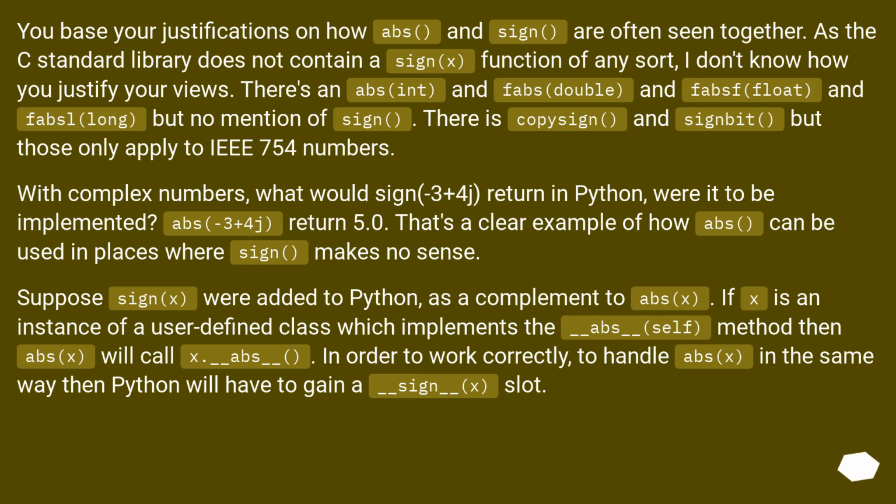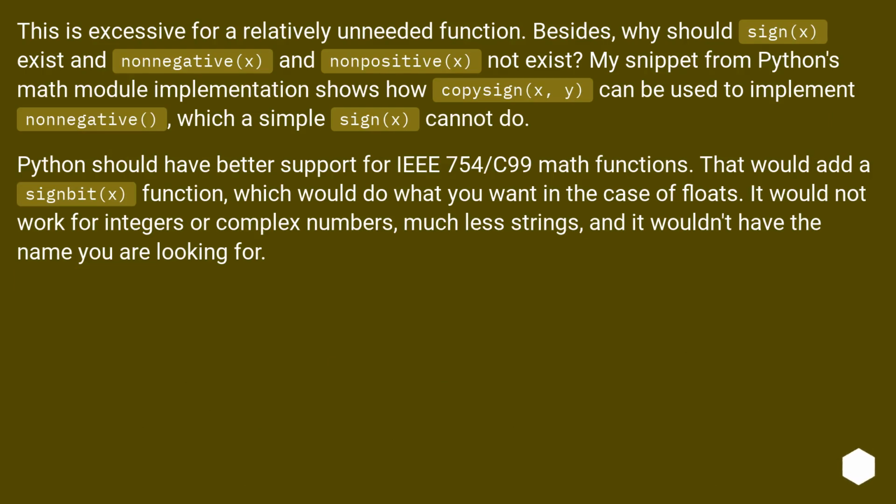Suppose sign(x) were added to Python as a complement to abs(x). If x is an instance of a user-defined class which implements the __abs__ method, then abs(x) will call x.__abs__. In order to handle sign(x) in the same way, Python will have to gain a __sign__ slot. This is excessive for a relatively unneeded function.